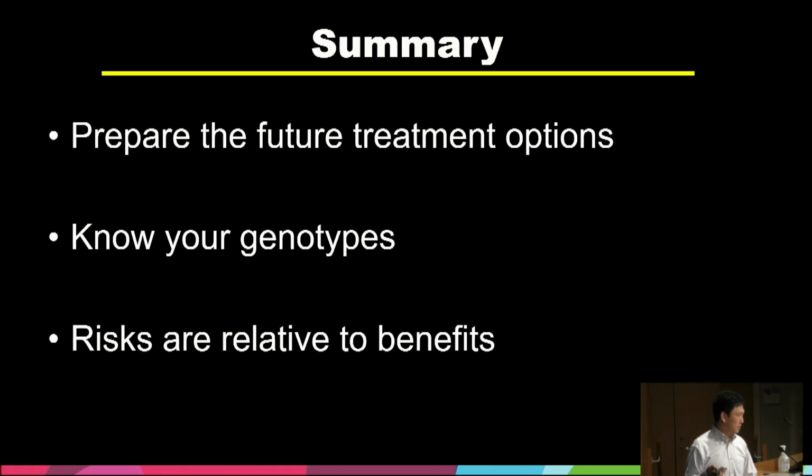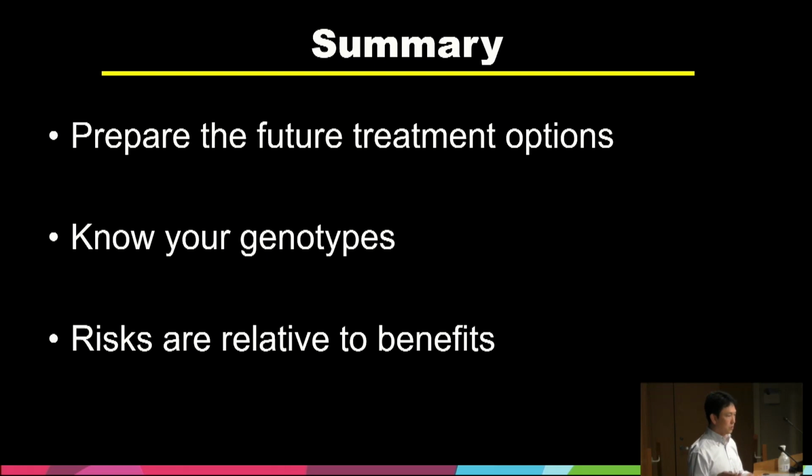So, the summary. For the family: prepare for future treatment options, know your genotypes, and remember that risks are relative to benefit. I have to emphasize this more because we just talked about transplant. Relative to what? We have a very, very effective treatment, as we just heard from Dr. Akihiro about transplant. Transplant is very successful and a very effective treatment. So in the future, when new therapies come up, we have to compare them to this very effective treatment of transplant.